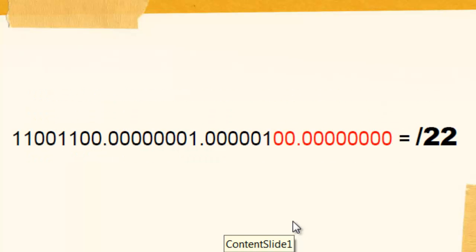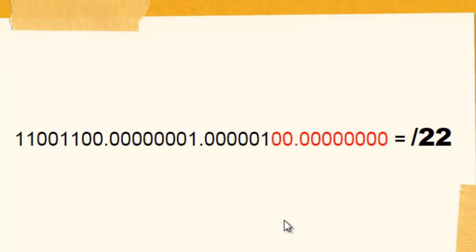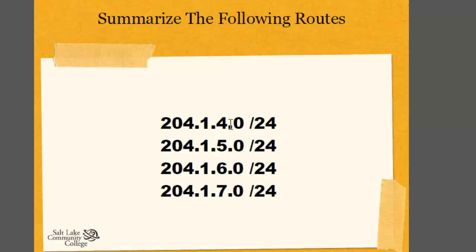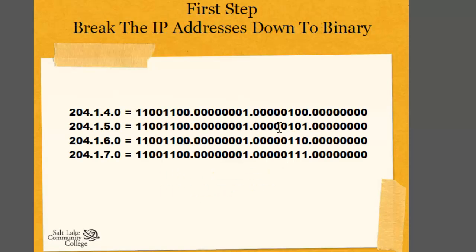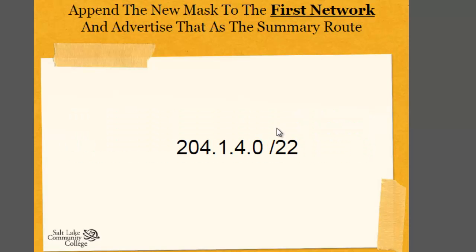And that's exactly how we would advertise that out. We would say, instead of saying /24 for 4 different routes, we would say /22 for 1 route. And what you do is you take the first number, the first possible one was 4, and we advertise that route out with a /22 mask. So let's flip back over there. So that's what we would advertise out.